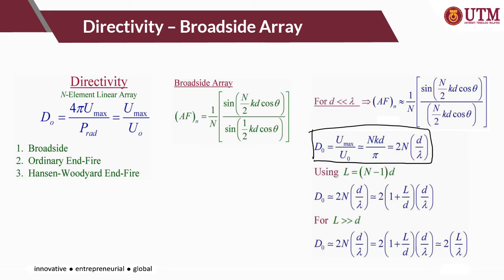Okay, and we can also use this equation, L equal to (n minus 1) d, where L is the overall array length. If L is larger, for a larger array structure, the directivity can be simplified to 2L over lambda.